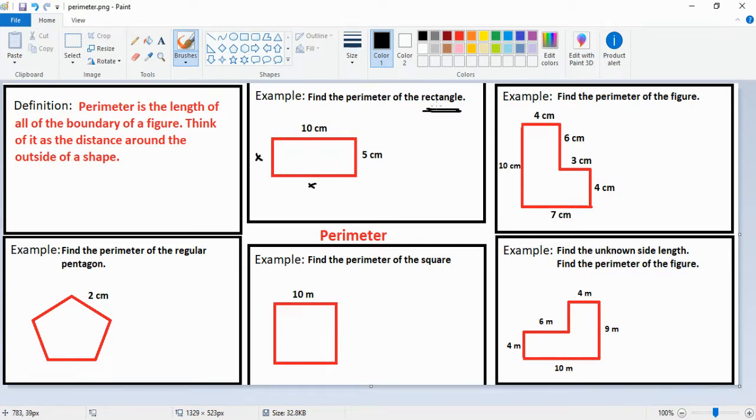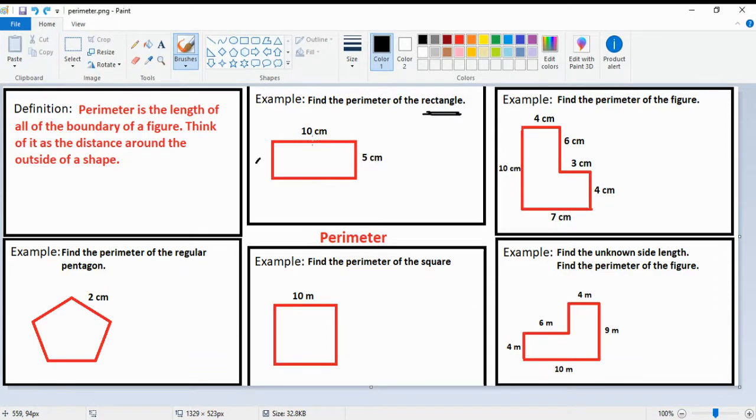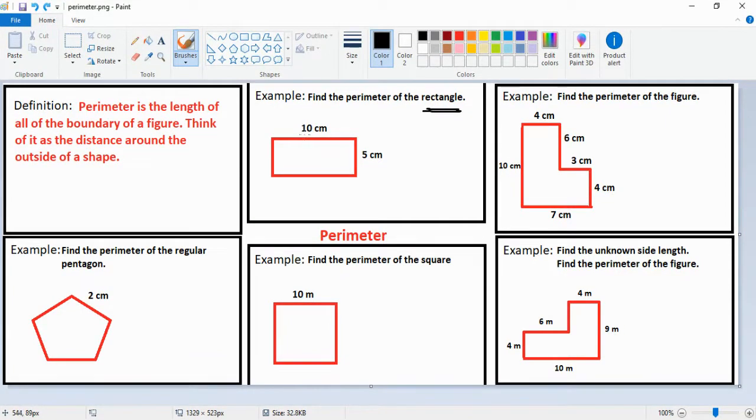But it tells us it's a rectangle, so we know the properties of a rectangle: opposite sides have equal length. So if this is 10 centimeters, then this is 10 centimeters. If this is 5 centimeters, then this is 5 centimeters. So fill in the missing lengths.